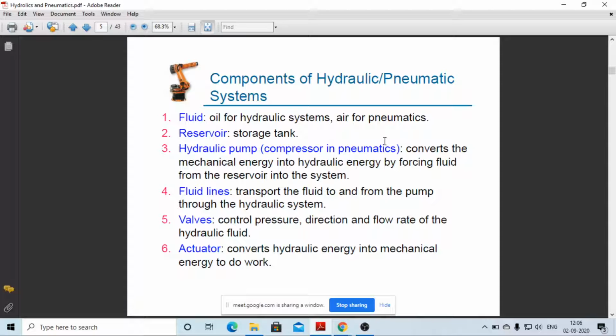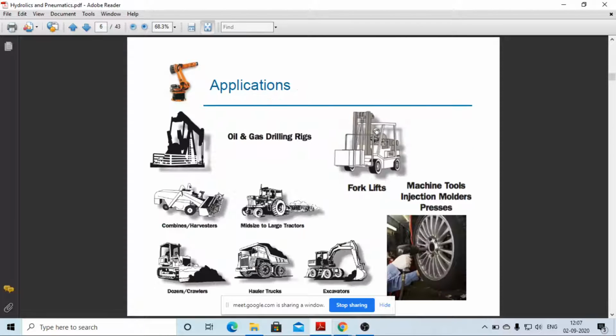And then there are fluid lines. There are two lines, one is the pressure line and the other is the return line. Valves: we have to use the directional control valves as well as the flow rate valve. And then there is a relief valve, and then it works as the actuators.